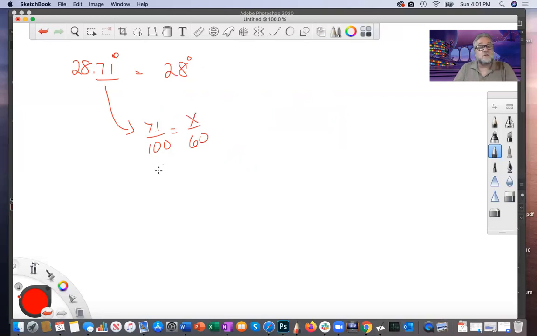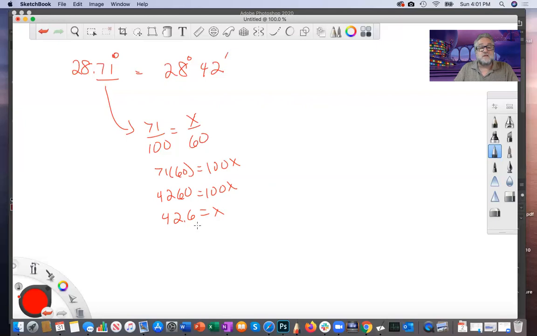So let's see, 71 times 60 equals 100x. 71 times 60 is 4260 equals 100x. Divide by 100. 42.6 equals x. So this is going to be 42 minutes.